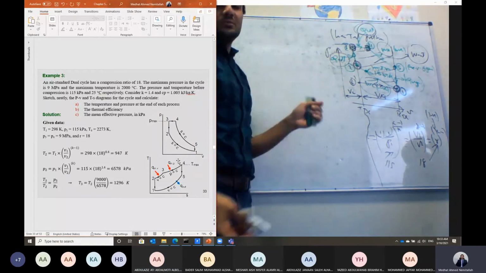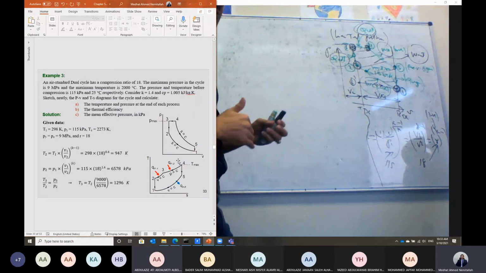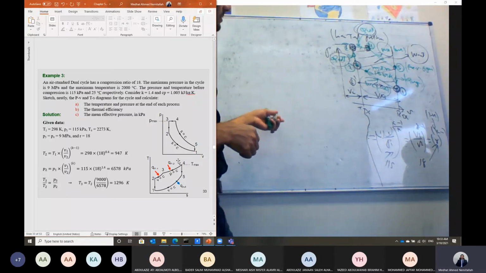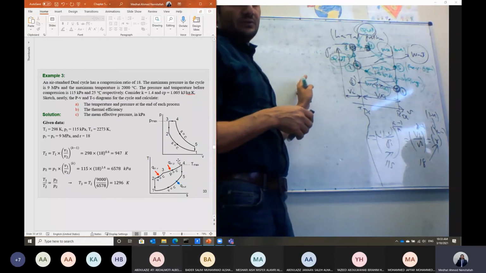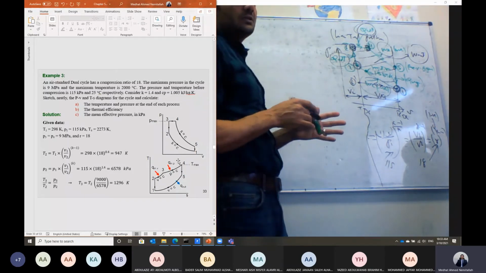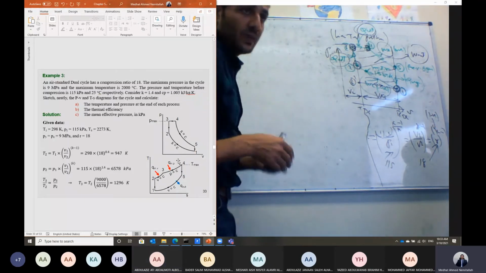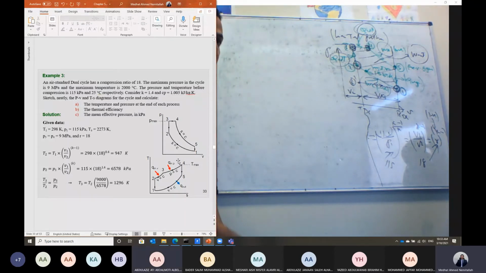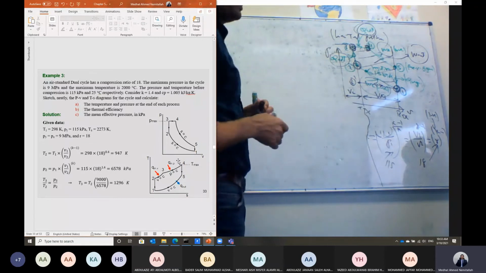So this efficiency should be highly extrapolated actually. This value will result in an efficiency of more than 60%. But usually the efficiency of an internal combustion engine, either gasoline or diesel, does not go actually more than almost 35%. Okay.